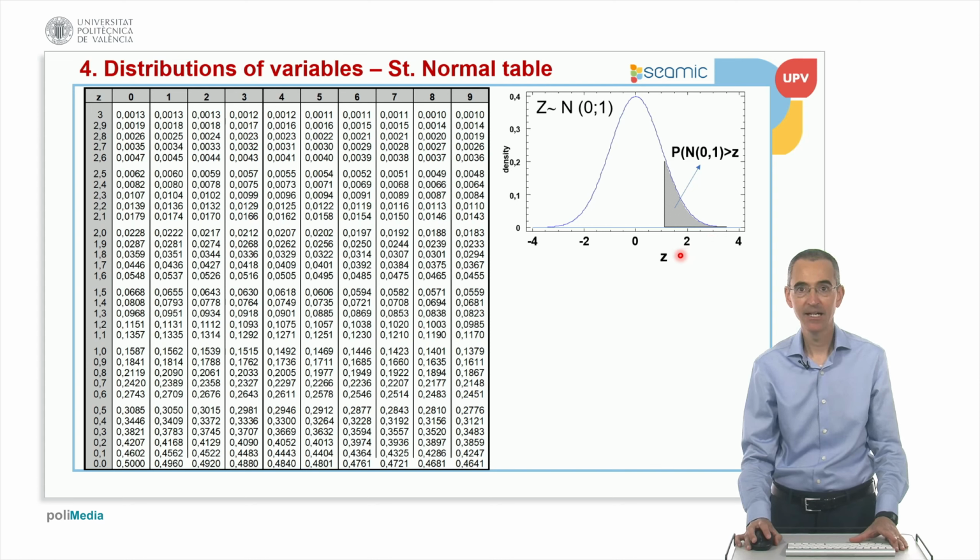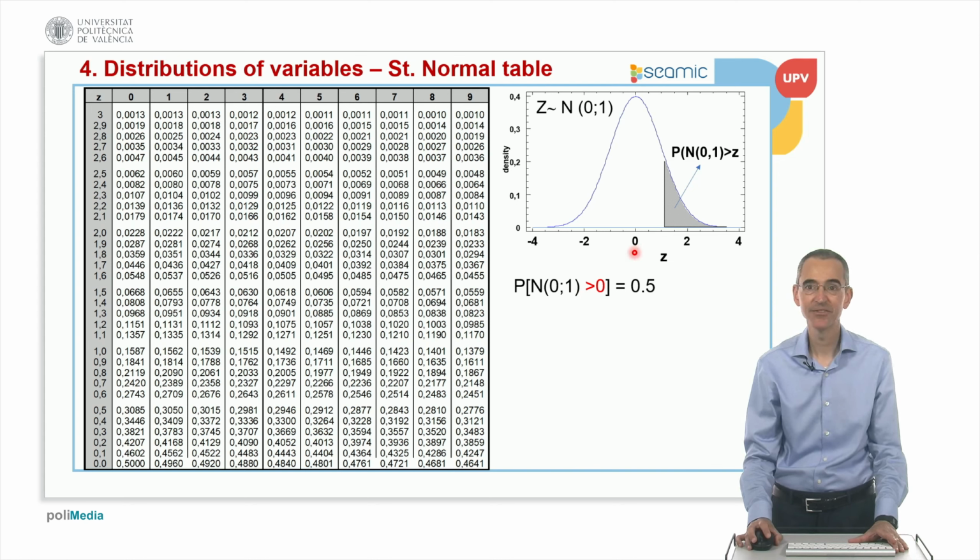Okay, then, if I have a value, this table gives us the area on the right side. So the probability that this distribution is bigger than the value. So this is important. For example, what is the probability that this distribution is bigger than 0? Obviously, as 0 is the average, 50% of the values will be bigger than 0 and 50% will be lower. So it is 50%. If we go to the value 0, we read here 0.5. So it makes sense.